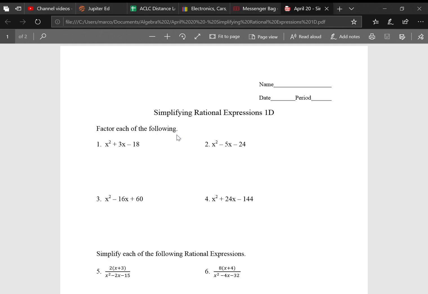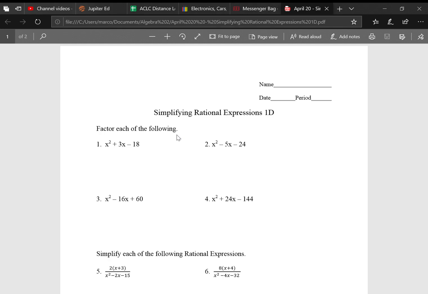We are looking at simplifying rational expressions 1D here. Now, before I get started, I just want to say, if you found 1C very easy, 1D is essentially the same set of problems. The only difference is we're seeing negatives here. So if you're fine with factoring where there are negatives, you can probably skip the videos for this lesson and just try them on your own.